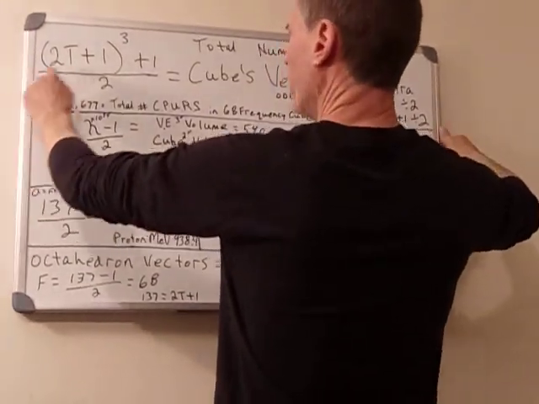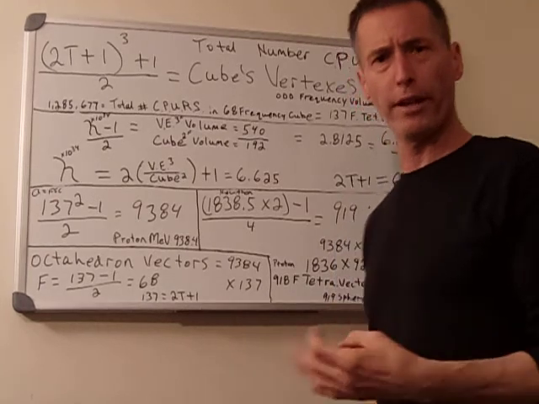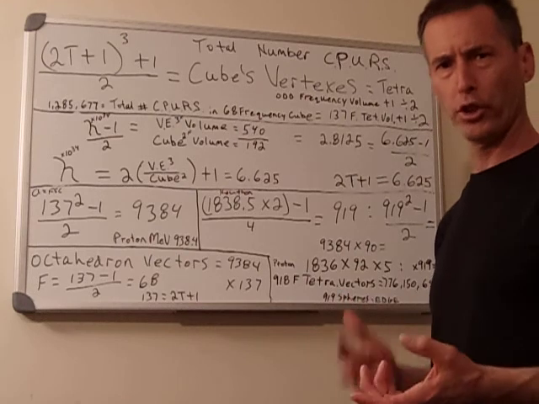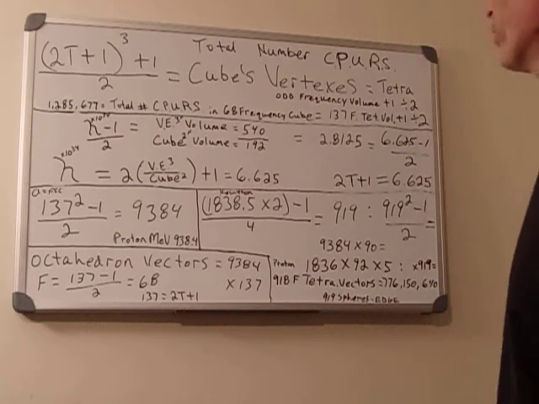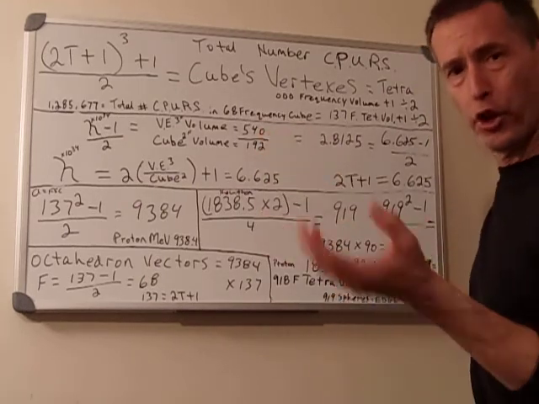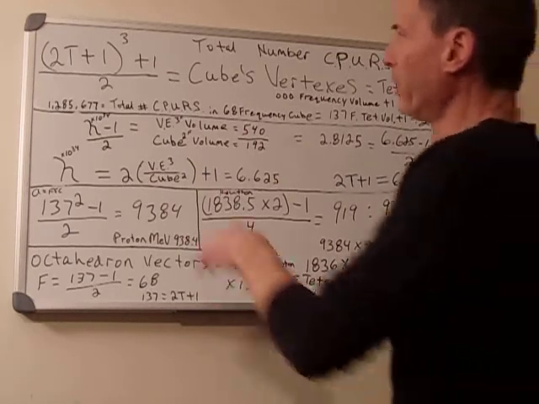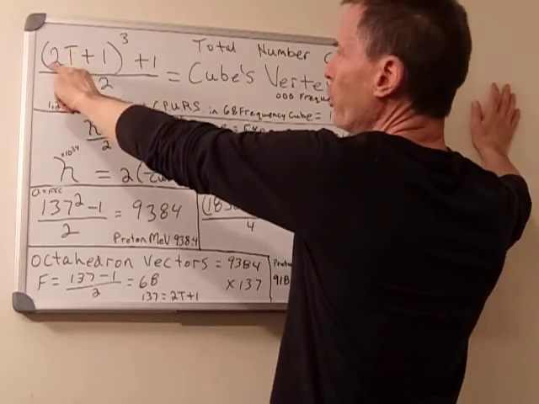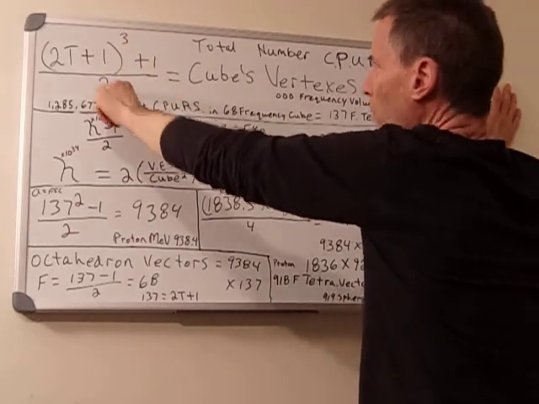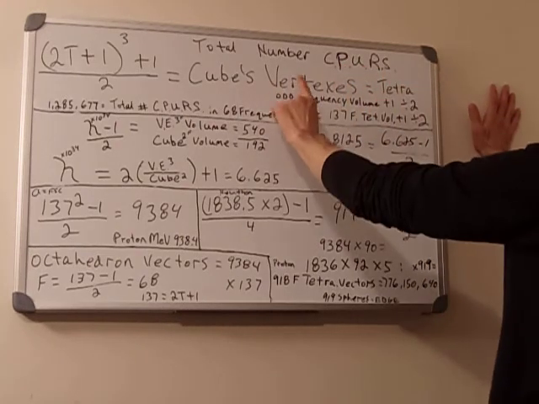We'll see then that this 2t plus 1 is a basic mathematical formula. And these basic mathematical formulas then show up within the vector structure and the total number of closest packed unit radius spheres, which exist within the isotropic vector matrix at various frequency ranges. The formula to determine the total number of closest packed unit radius spheres in any cube is 2 times the frequency plus 1 to the 3rd power plus 1 divided by 2. That's the total number of closest packed unit radius spheres, which are also the cube's vertexes.